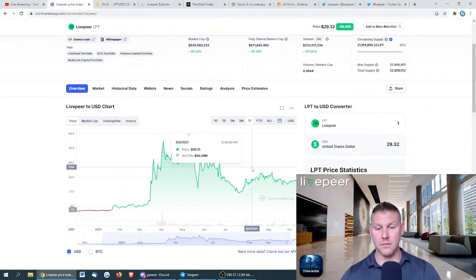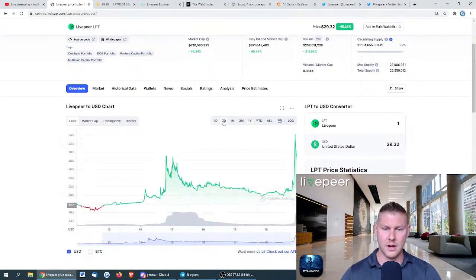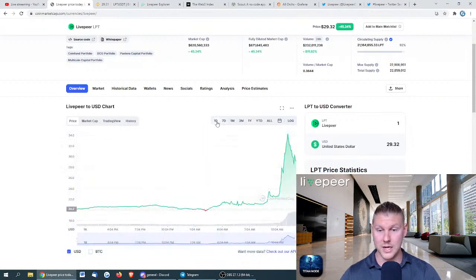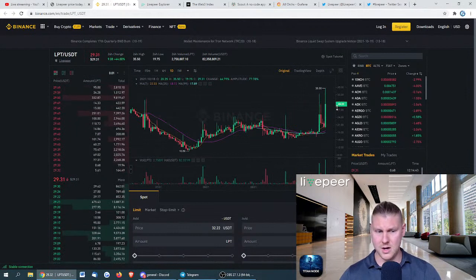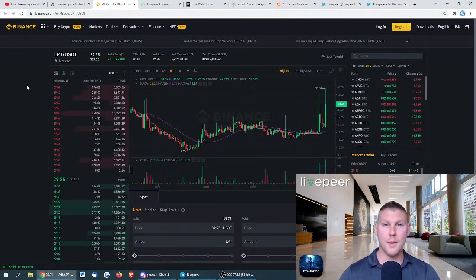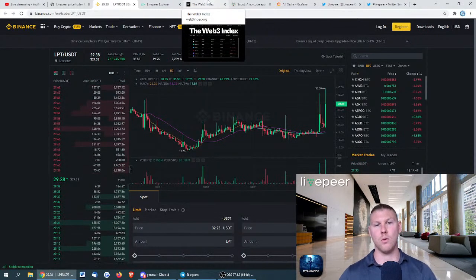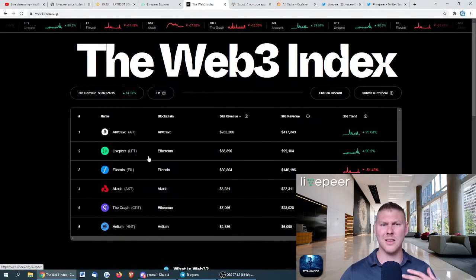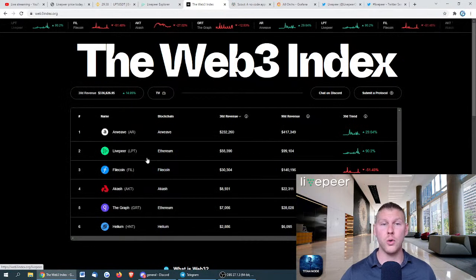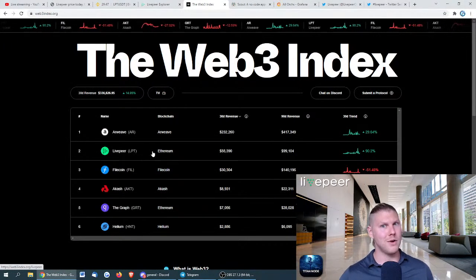And then Livepeer has just been slowly growing, I think, because of adoption. And then as of this last one day, 24 hours, we're seeing this massive spike right up to $34. And it's got a lot of resistance. We're actually sitting at $29 pretty steadily. So yeah, really, really interesting. Let's hop into what I think might be the reason for the push up in price. So Web3 index. Livepeer is number 2 on the list for revenue. Might be the reason for it, not quite sure.